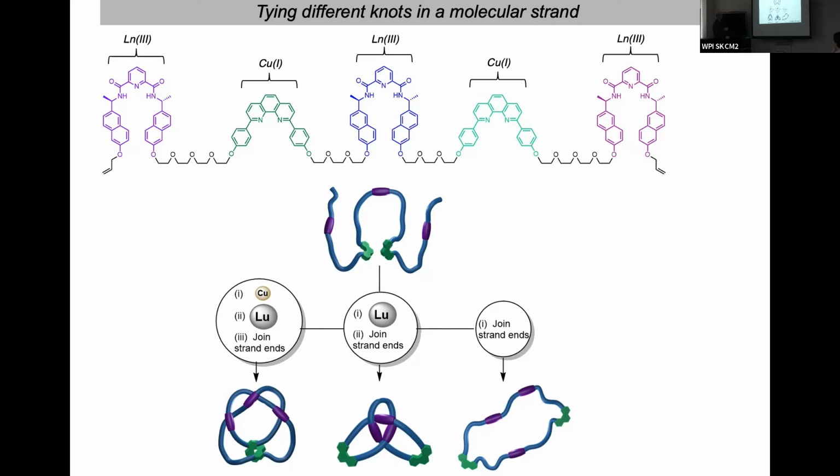So if we don't add any metals and just link them together by olefin metathesis, we'll just form a big macrocycle, a so-called unknot. If we just add lutetium to it or another lanthanide, that won't bind to the copper ion.